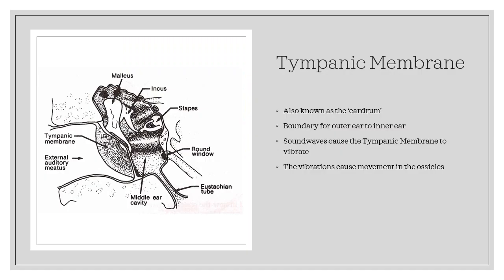The tympanic membrane, otherwise known as the eardrum, is the boundary for the outer ear and the middle ear. As compressed air hits the eardrum, it causes it to flex. This will make it compress and decompress itself. This motion is then transferred directly to the ossicles.